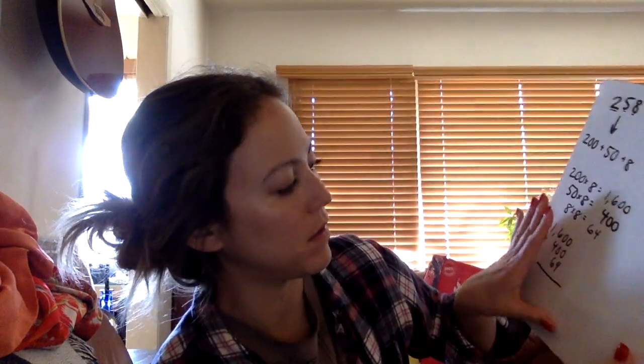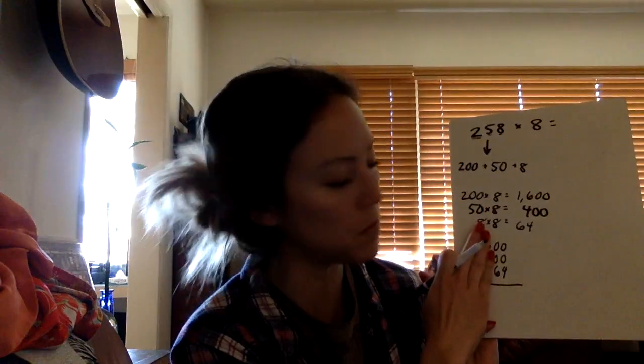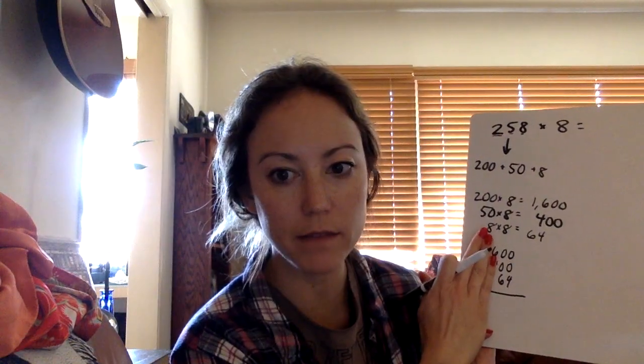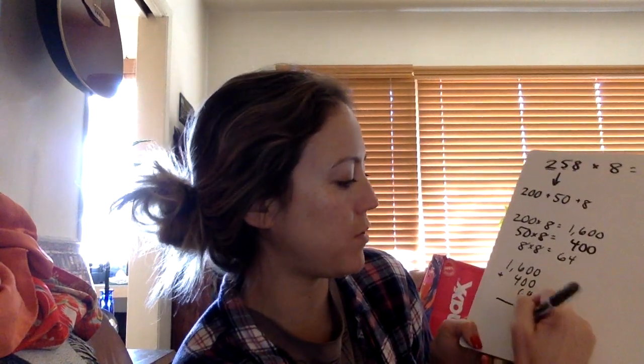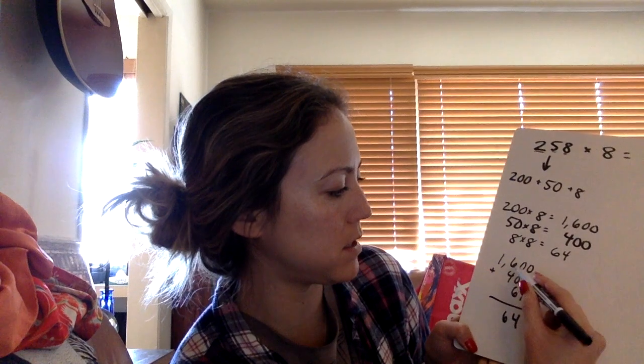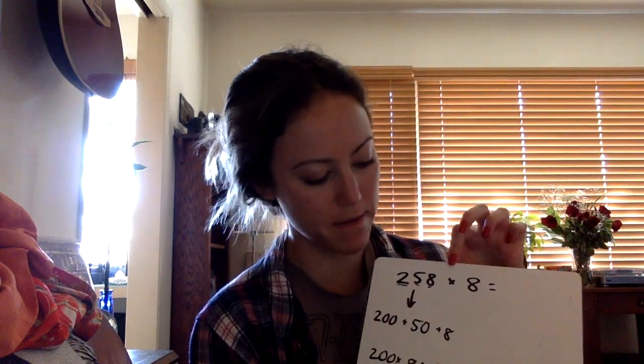And remember, when you're doing the addition algorithm, just like we reviewed last week, you've got to line up the digits. So ones, tens, hundreds, and thousands. Okay, so this is 4, 6, 10, carry the 1, and that's 2,064 is your answer to 258 times 8.